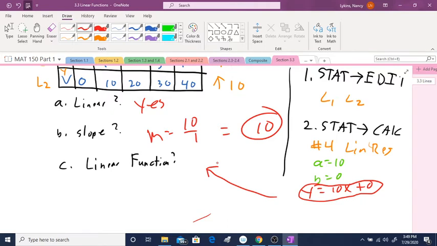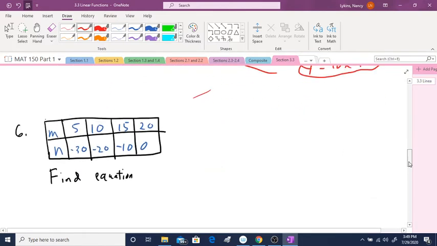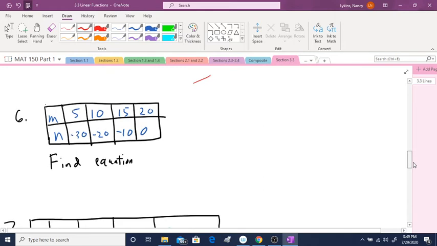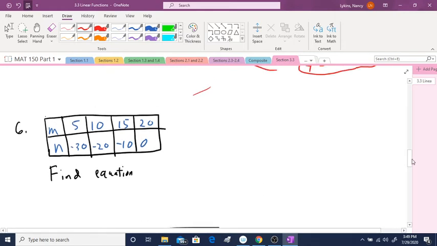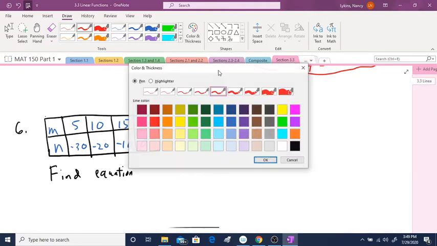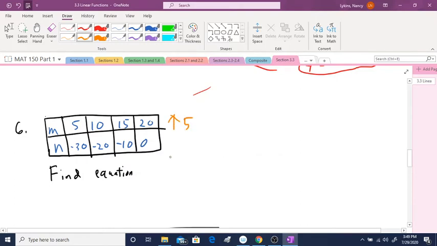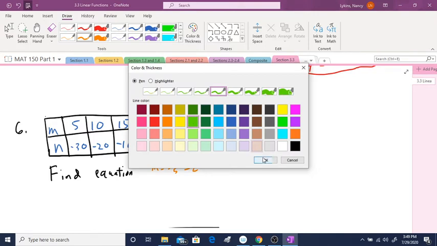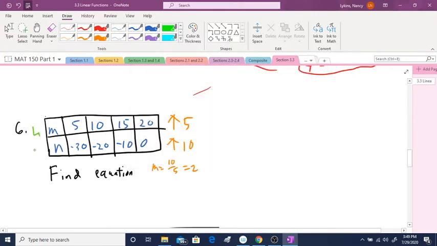Okay. Next. What about this right here? I've got M and N. What's the equation? On this one, I'm just asking what the equation is. You could go ahead and say, okay, M is going up by 5, and N, the y value, is going up by 10. We could say the slope is 10 over 5, which is 2. Now remember, this is my L1 and this is my L2 values.